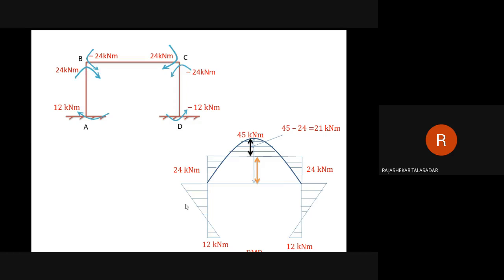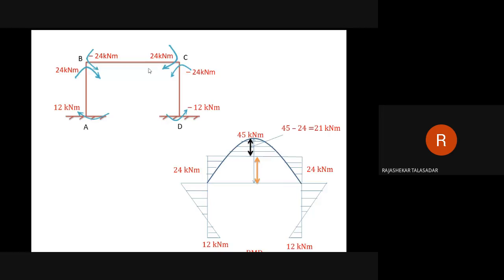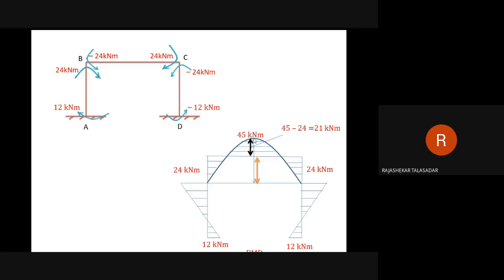Now you have to superimpose the free bending moment ordinate. Here there is loading only on the span BC. There is no load on AB, so there will be no free bending moment diagram on AB. Similarly on CD. Only BC is carrying UDL. What is our free bending moment value? WL square by how much? 8. If you simplify that, WL square by 8, you will get here 45 kilonewton meter.